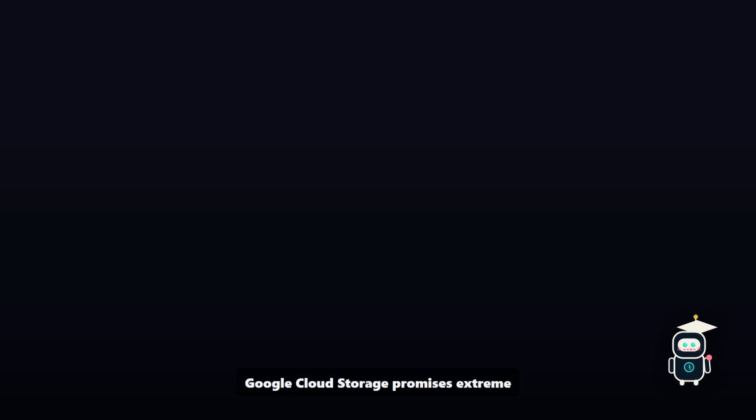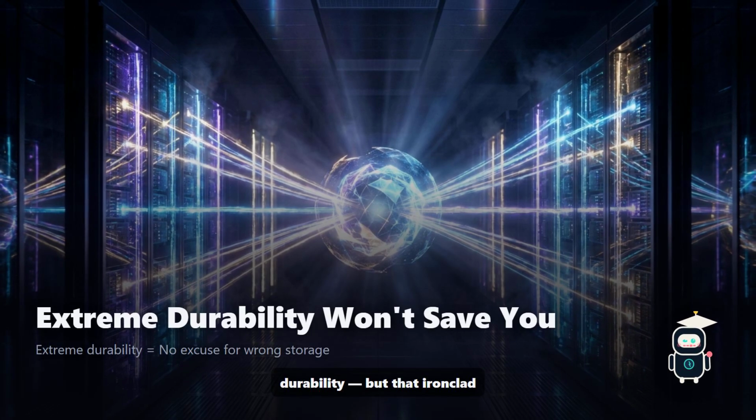Google Cloud Storage promises extreme durability. But that ironclad durability won't protect you from the wrong storage model. Today, we map object, block, and file storage so you never put the wrong data in the wrong place.